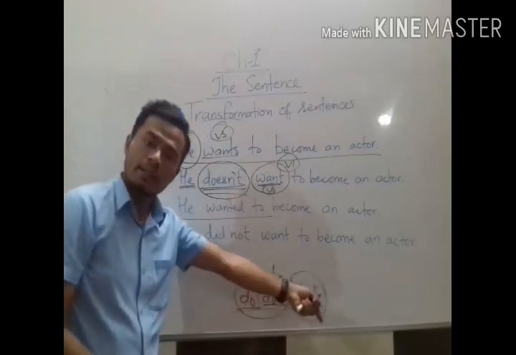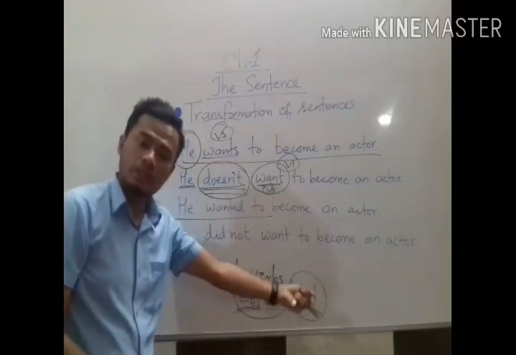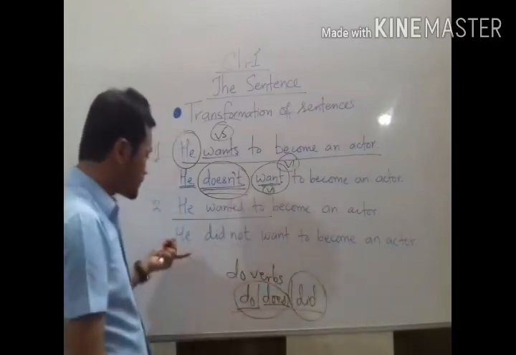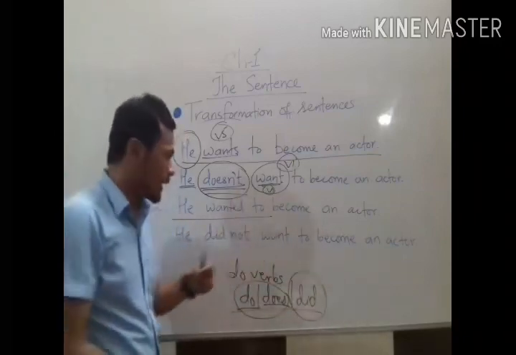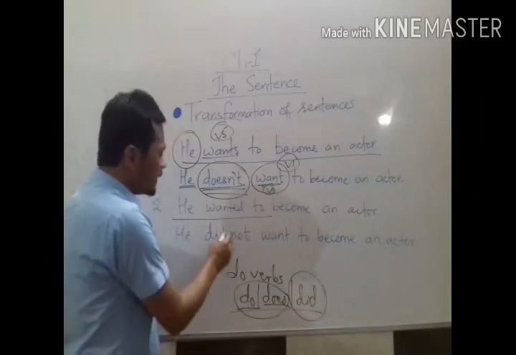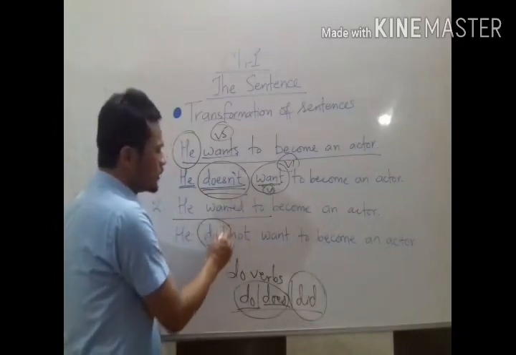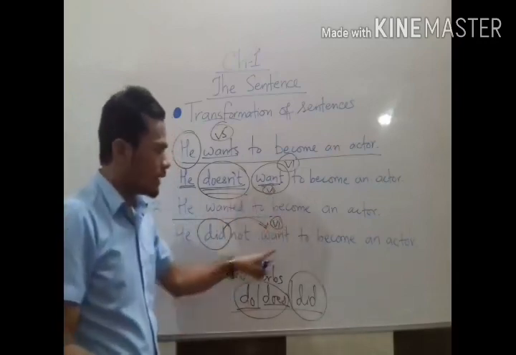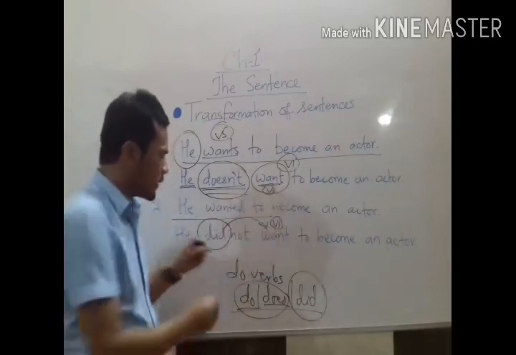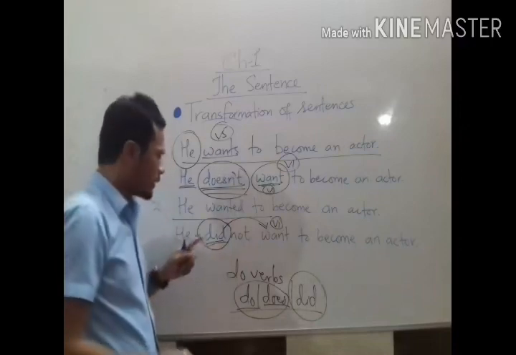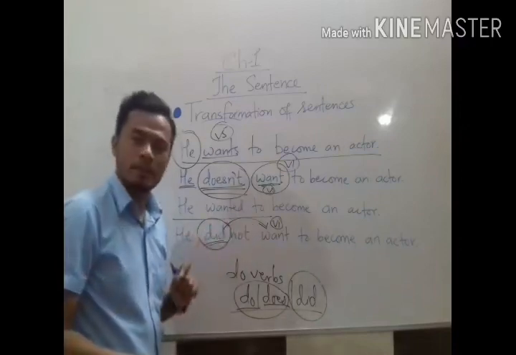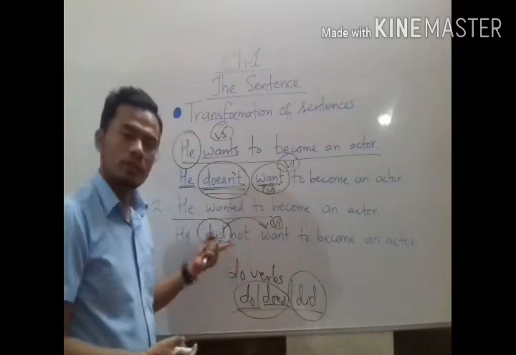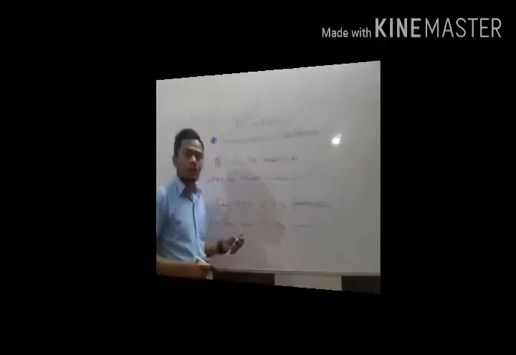So negative will be did not. We can use did not, or the contraction form of did not, didn't. Like, he did not want to become an actor. After using do, does, did, always use V1. So don't be confused why want is here, because we have used the do verb. Okay, he did not want to become an actor. We can use the contraction form also.